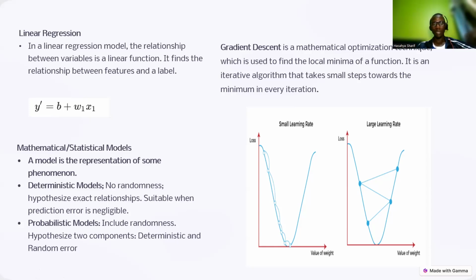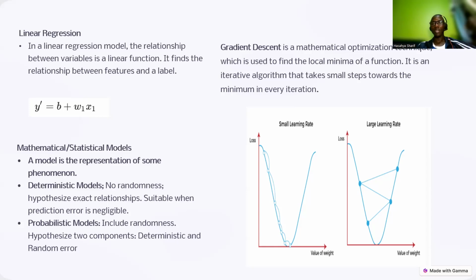Then under the mathematical and statistical models, remember, a model is just a representation of some phenomena. We have what we call the deterministic models, which are more concerned about the exact relationship of the data. So it doesn't have randomness in it, and is suitable when prediction error is negligible. So it takes the assumption that the error is negligible. Then the probabilistic model has that randomness of the error. So it uses two components, that is the deterministic and also the random error.